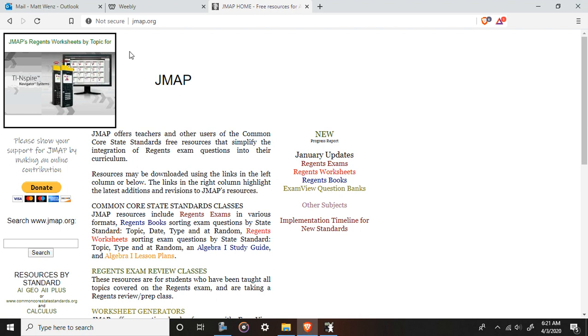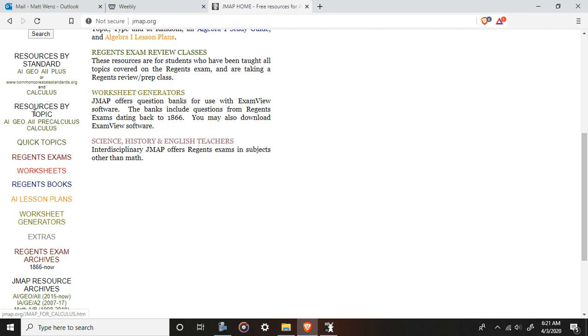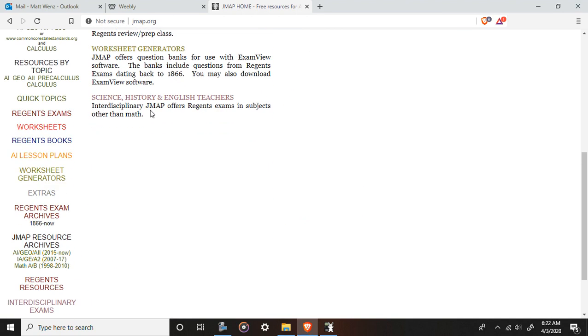The first one you should be fairly familiar with from class because it's JMAP. We used it all last year. JMAP is a website put together by two teachers out in Brooklyn, I think. They take all the old Regents and compile questions by topic. Those questions, like the ones I gave you yesterday, are Regents problems. To navigate this site, you go down over here to resources by topic, geometry. Anything that ends in GEO is the modern geometry stuff.